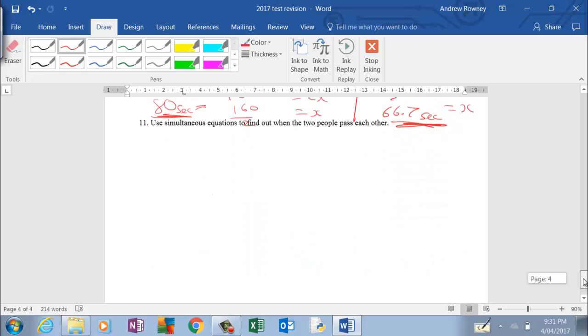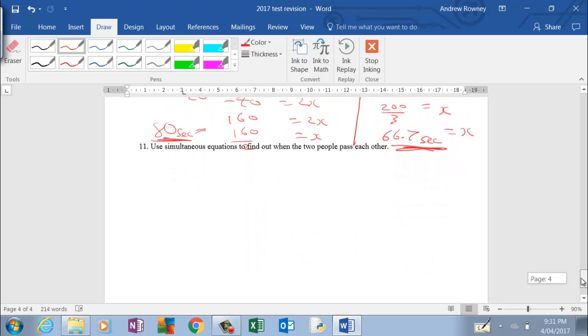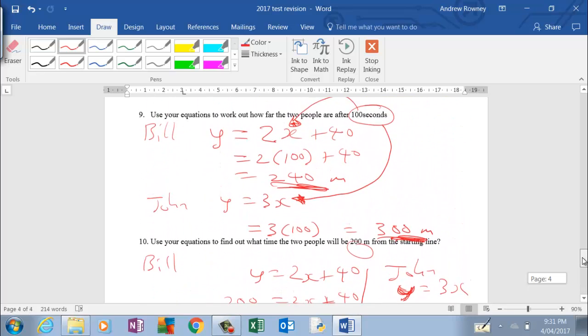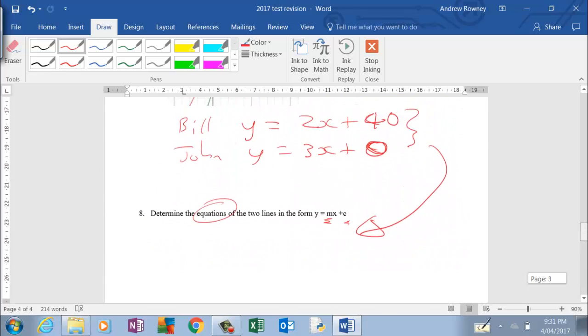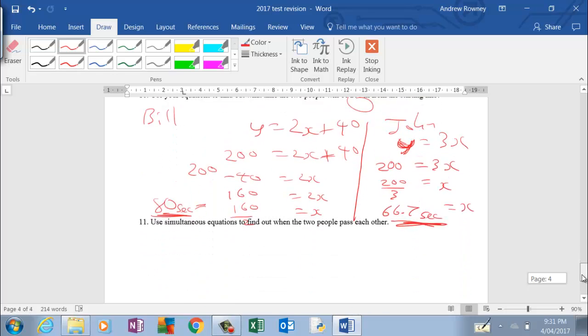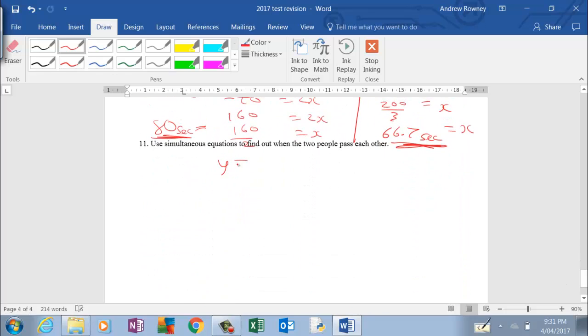Okay, and the last question, use simultaneous equations to find out when the two people pass each other. So this is a bit more advanced question. We need to write the two equations down again. y equals 2x plus 40 and y equals 3x. And we want to know when these two are the same. Now all we need to do is use elimination. We're going to subtract. We call this equation 1 and that equation 2. We're going to subtract the two.